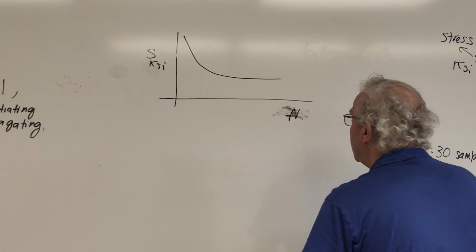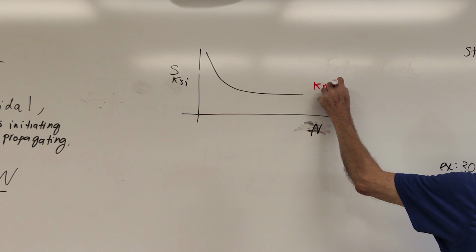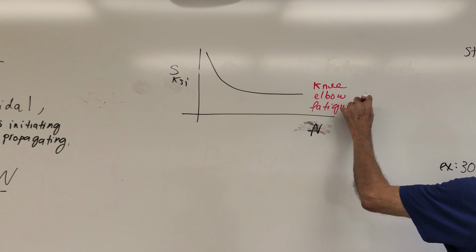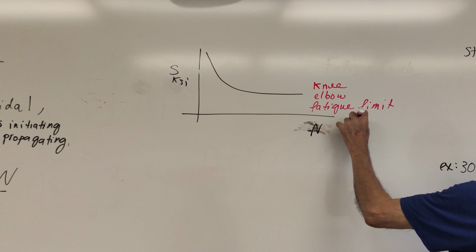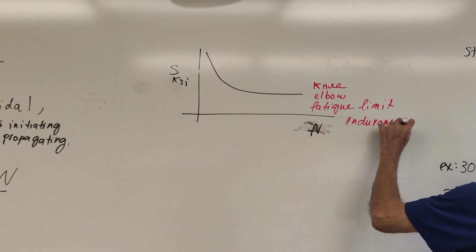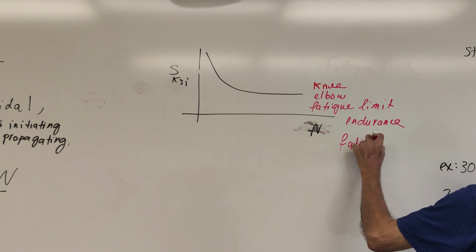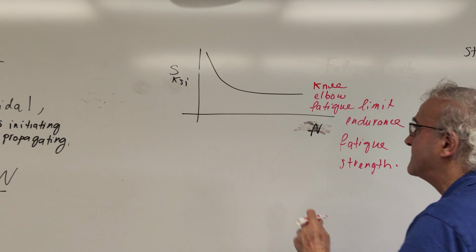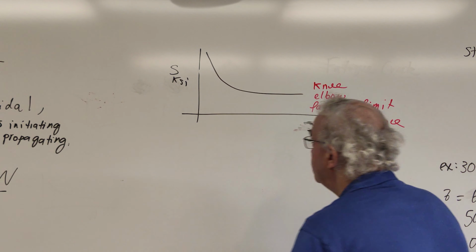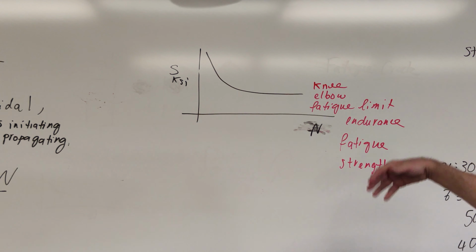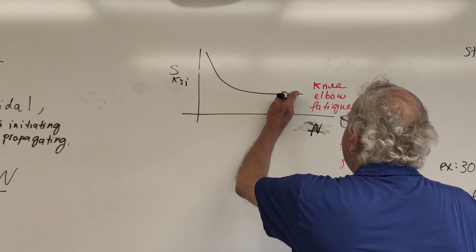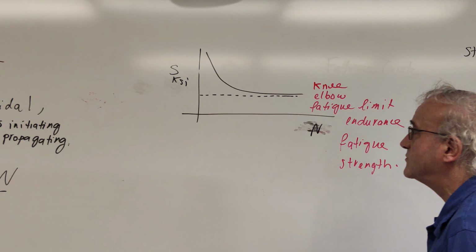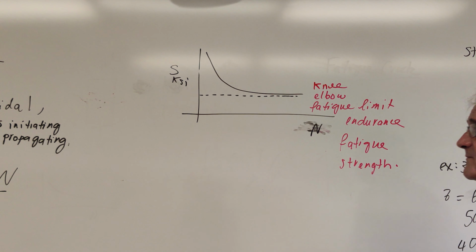This is what we call a knee or an elbow or fatigue limit or endurance limit or fatigue strength. All these are different names for the same thing. What is the beauty about it? The beauty about it is that if you know the endurance limit, or where the knee or elbow is, you can always expose the rotating component to a stress below that knee, and it will never break in fatigue.